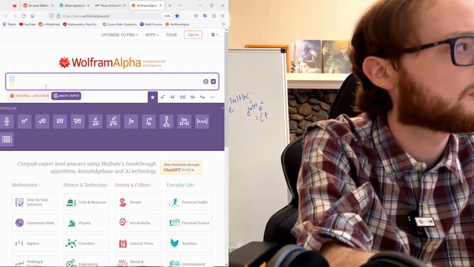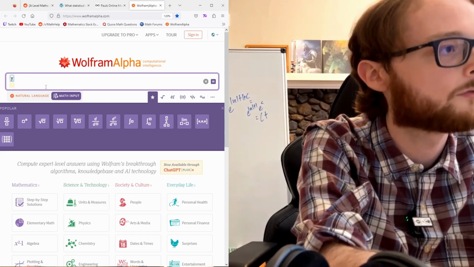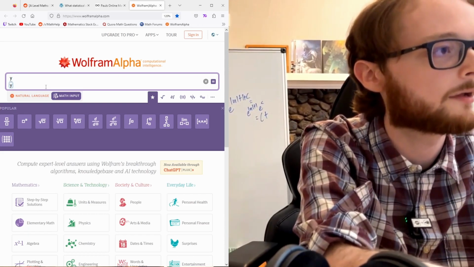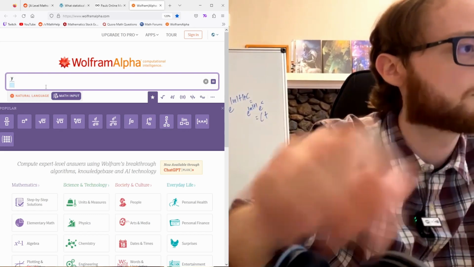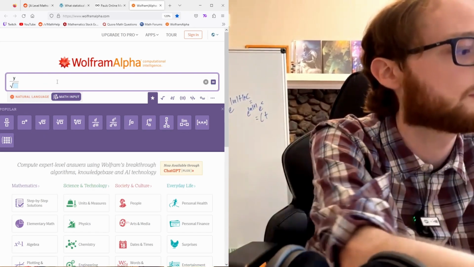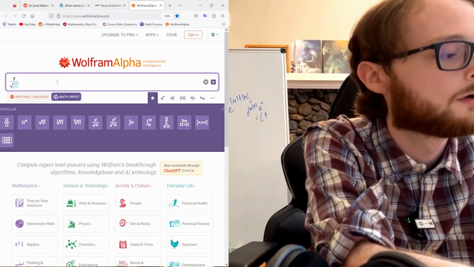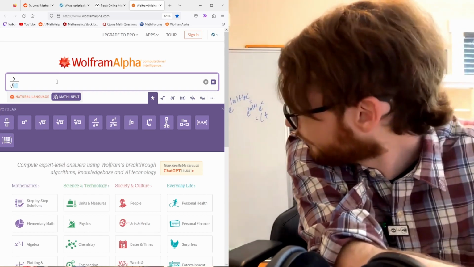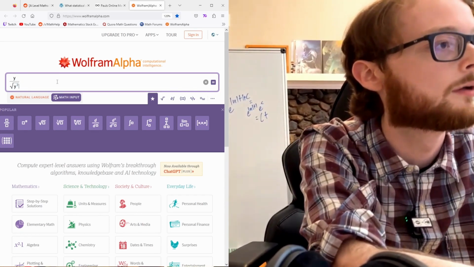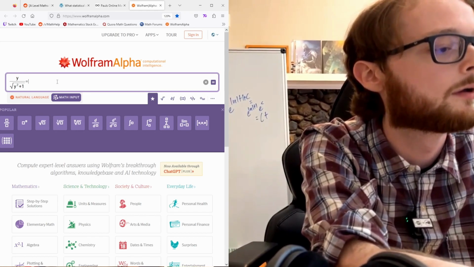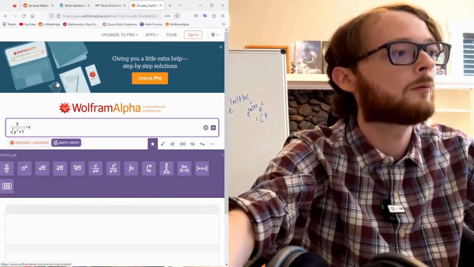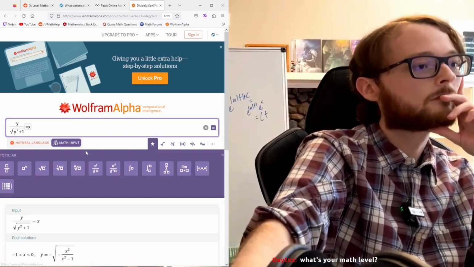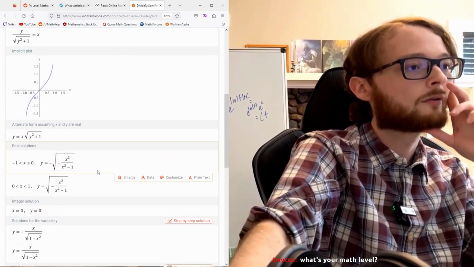I'll use y's instead of u's, and x's on the other side, because Wolfram Alpha gets confused when you use things that aren't x and y. Root y squared plus 1 is equal to x, and we'll just remember there's a c in front of the x.